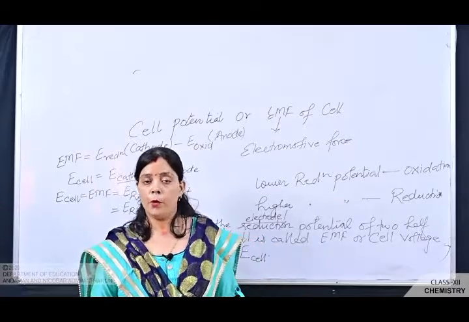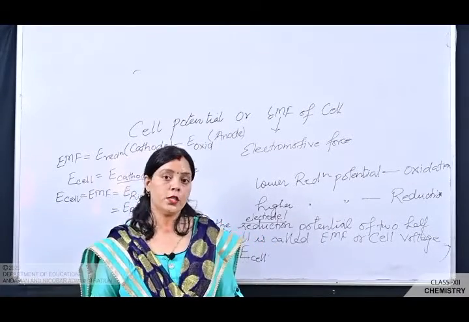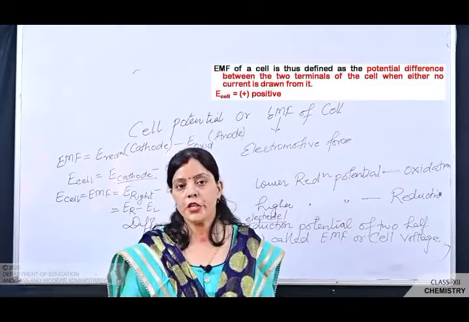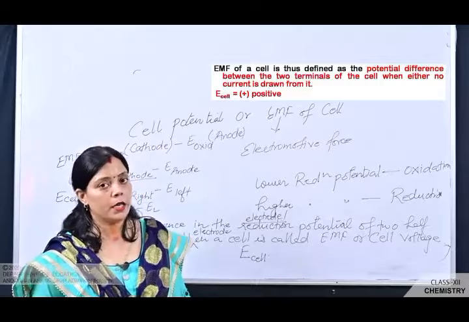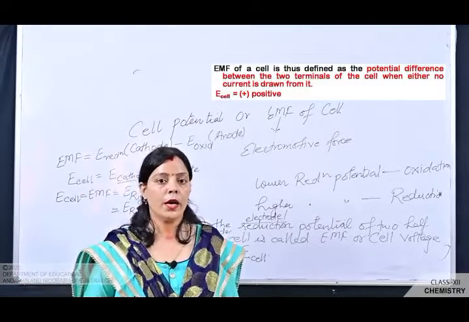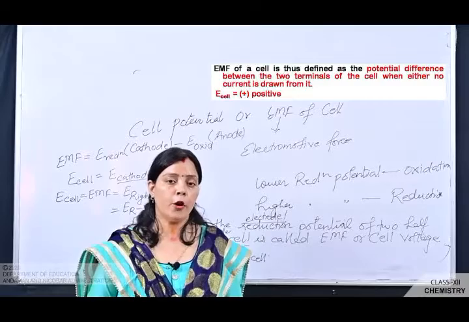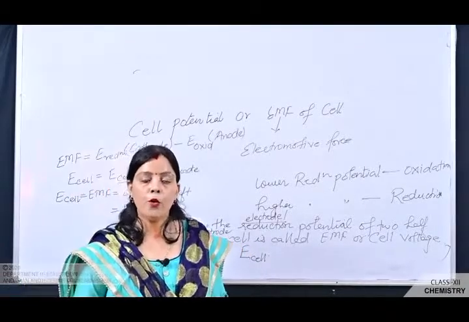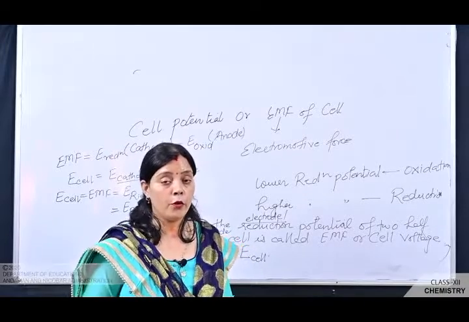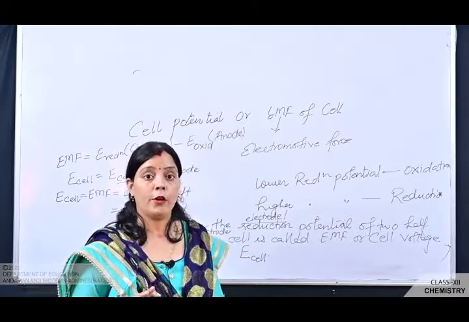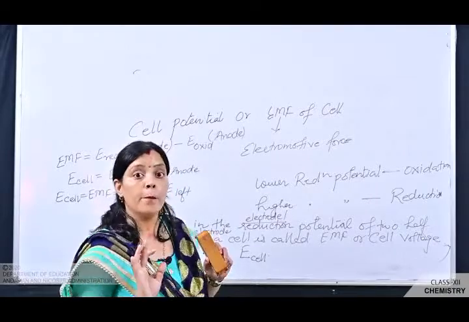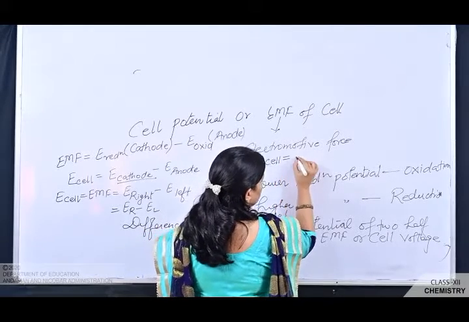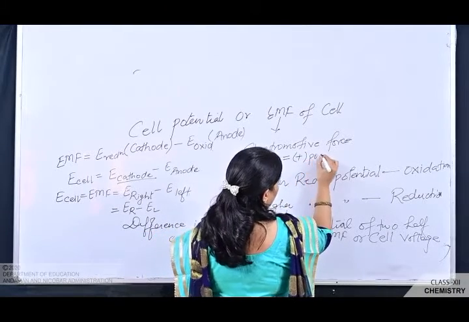After that we come to the definition of the electromotive force. The electromotive force of a cell is defined as the potential difference between the two terminals of the cell when no current is drawn from it. Here one important point to note is that for any type of electrochemical cell, the value of the cell potential, the cell voltage or the electromotive force is always positive. That is, E cell always comes as a positive value.